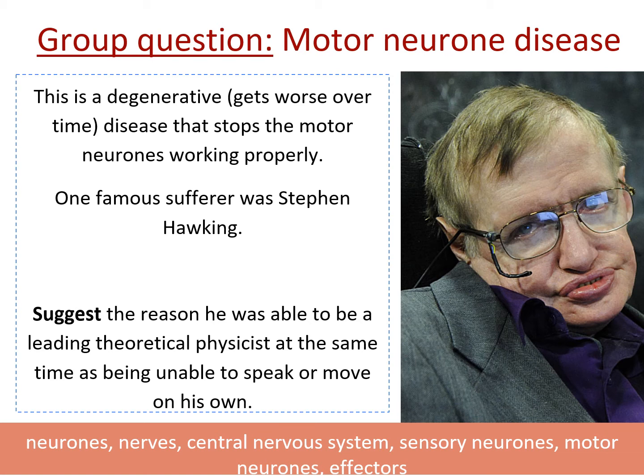Right, so now, I hope you all recognise that this is Stephen Hawking. He died of a disease called motor neuron disease. I've put the text here, it says this is a degenerative disease, as in it gets worse over time, that stops the motor neurons working properly. This is what he died of. So I've put the question here: suggest the reason that he was able to be a leading theoretical physicist at the same time as being unable to speak or move on his own. Have a little think about what happens if his motor neurons are affected, but not the other ones. Why would this be the case? He eventually died because the motor neurons would have been the ones responsible for things like his heartbeat and his breathing, because the effectors in that case are things like your heart and your lungs. And if they stop functioning completely, then obviously he was no longer able to survive.